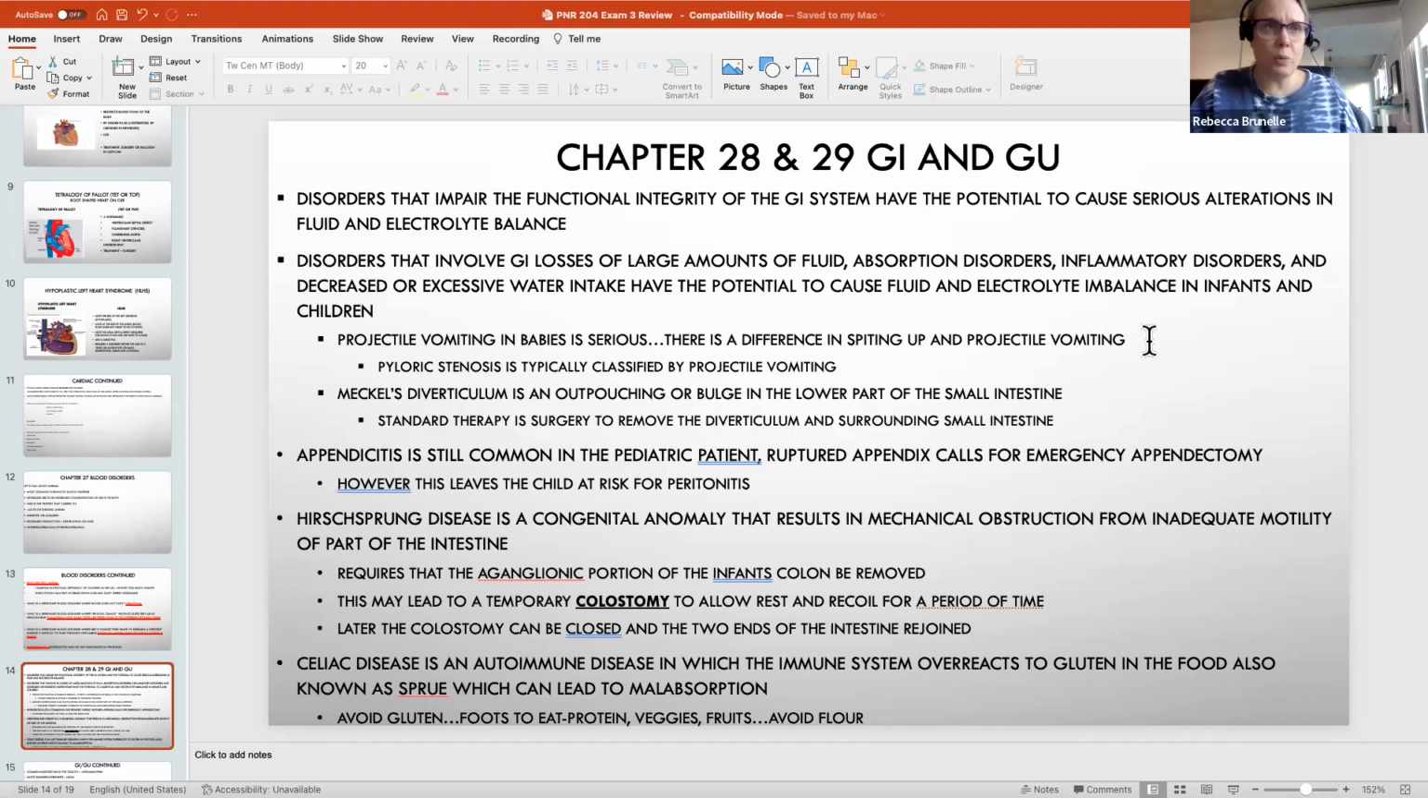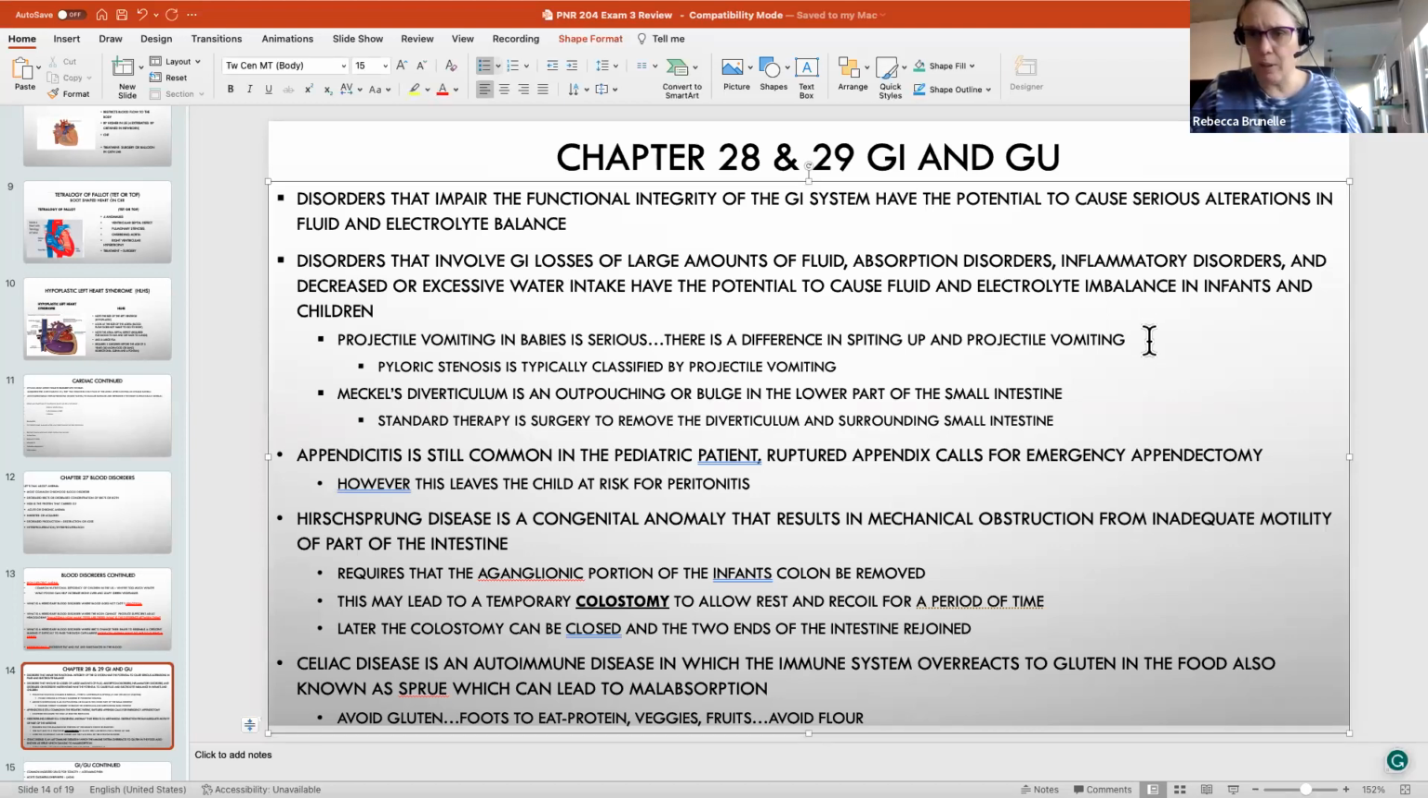We had a discussion question about pyloric stenosis. You definitely should be able to recognize that's the one that's associated with the projectile vomiting. We'll see appendicitis in children. It's pretty similar in children as in adults. So if you've studied appendicitis in med-surg, it's very similar in pediatrics.